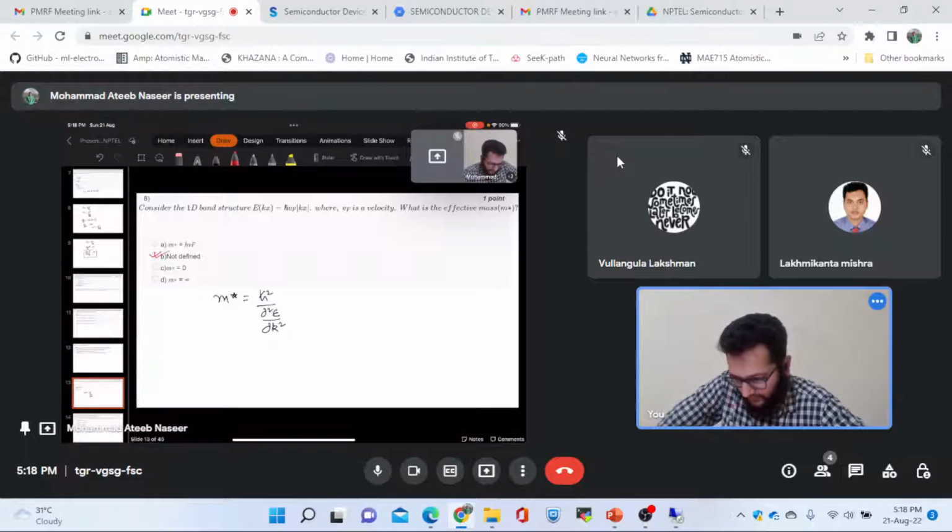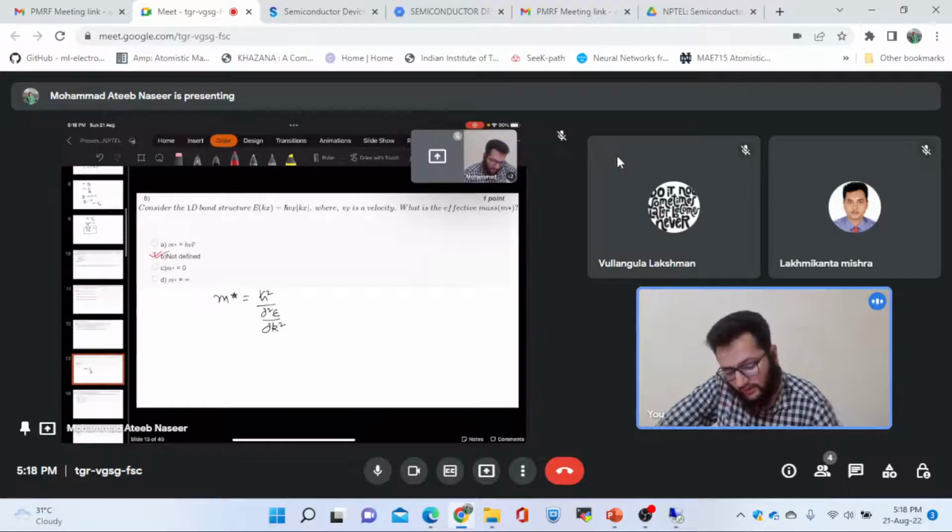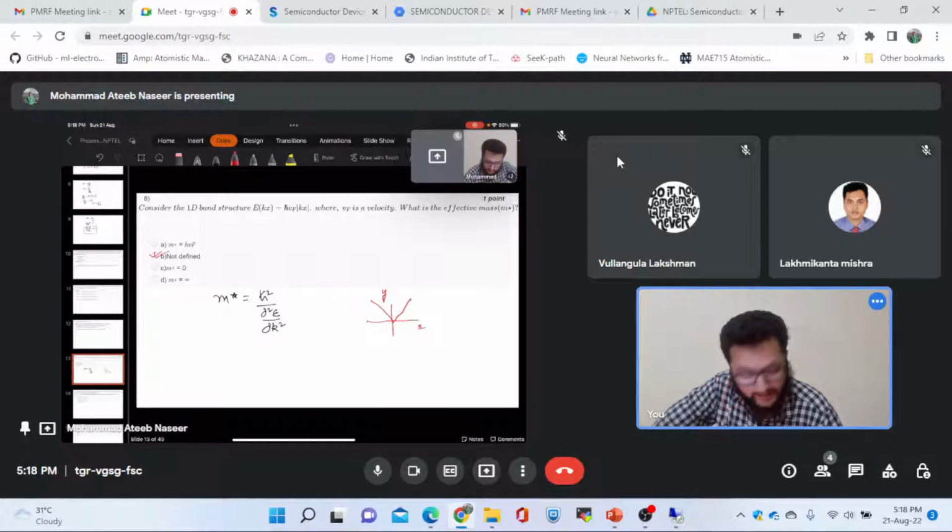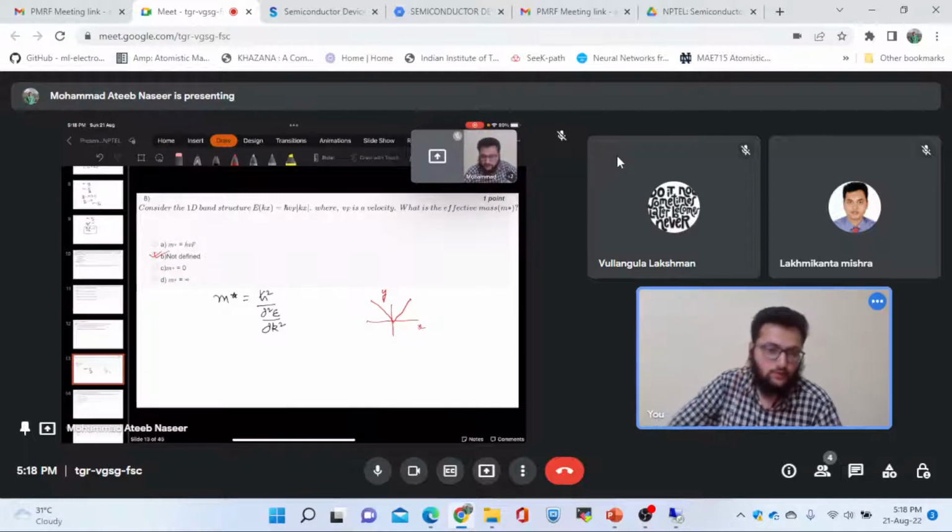So we move towards the next problem, and also you can see this kx has mod in here, and it will look like this. If we say mod of x y equal to mod of x, this is the function it will look like, and we know that derivative for this function will not exist at x equal to 0. That's also one of the reasons for the effective mass being not defined.